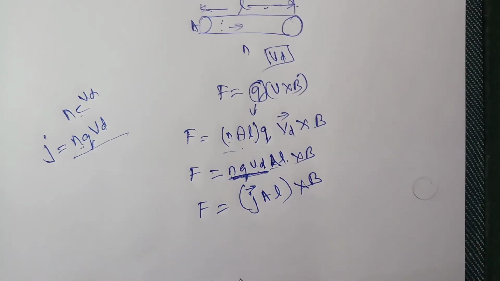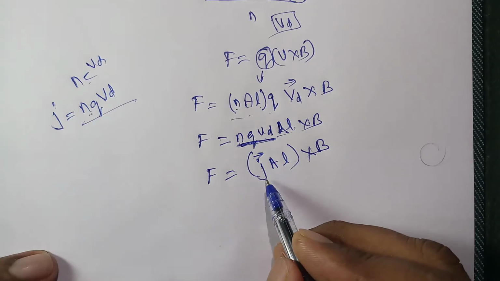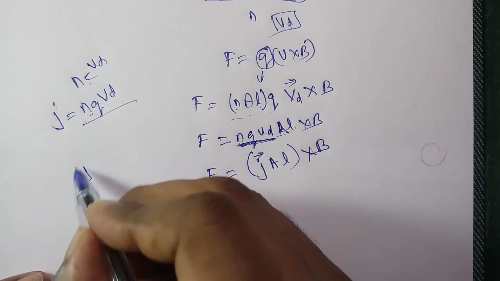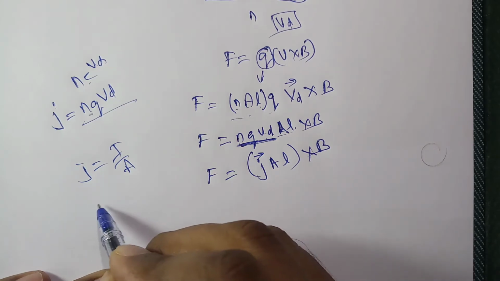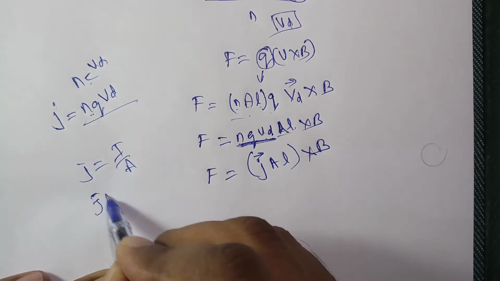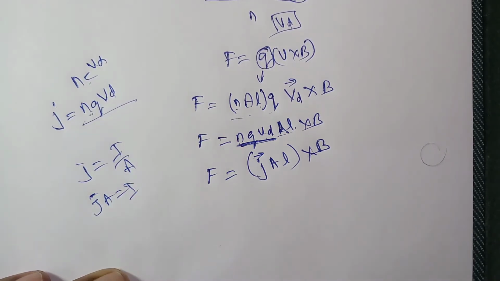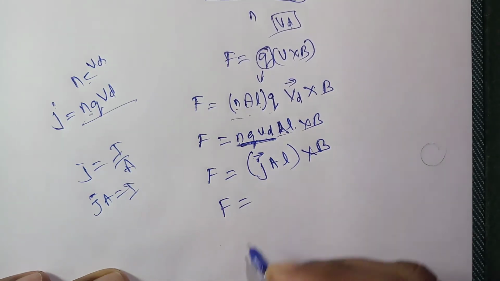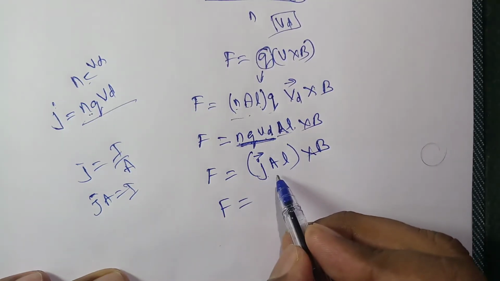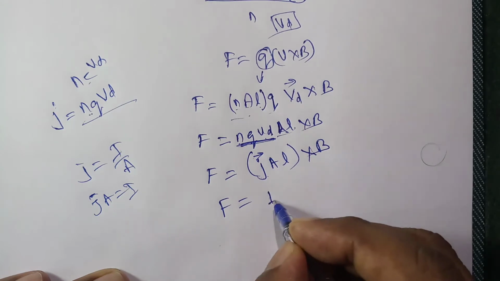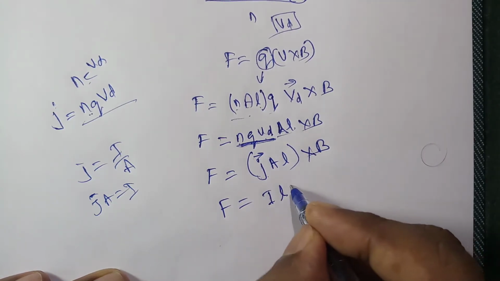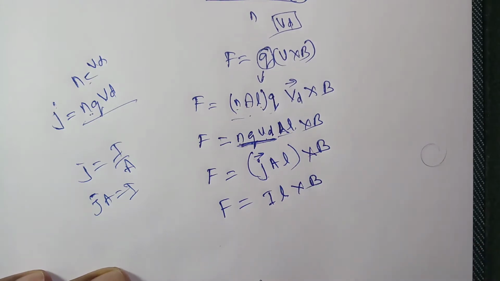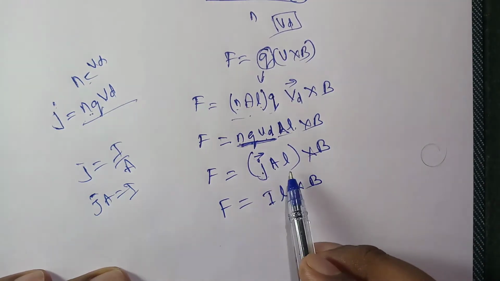Now you see here, what is actually J? J is I by A. So what is J into A? That is I. So you can write F is equal to I, the current, I into L cross B. You can write like this because J into A is I.